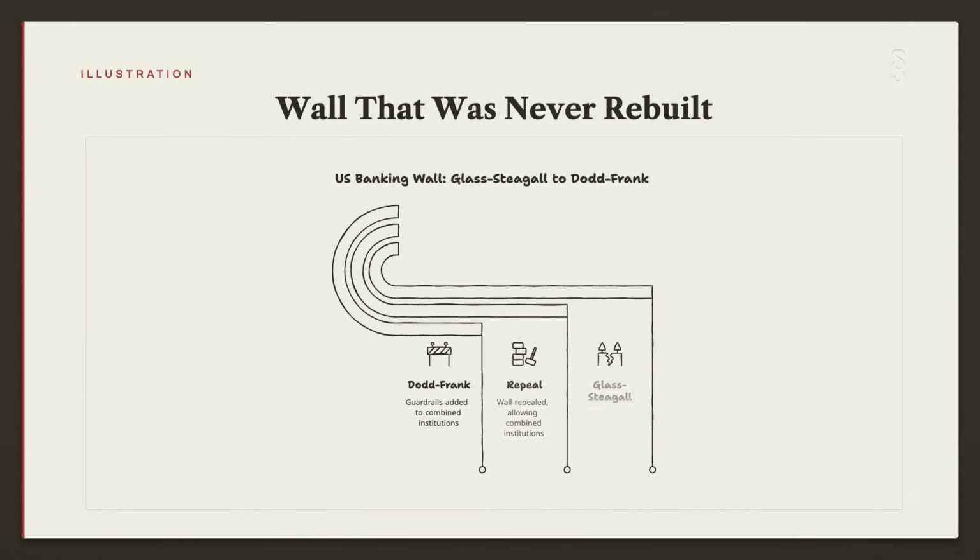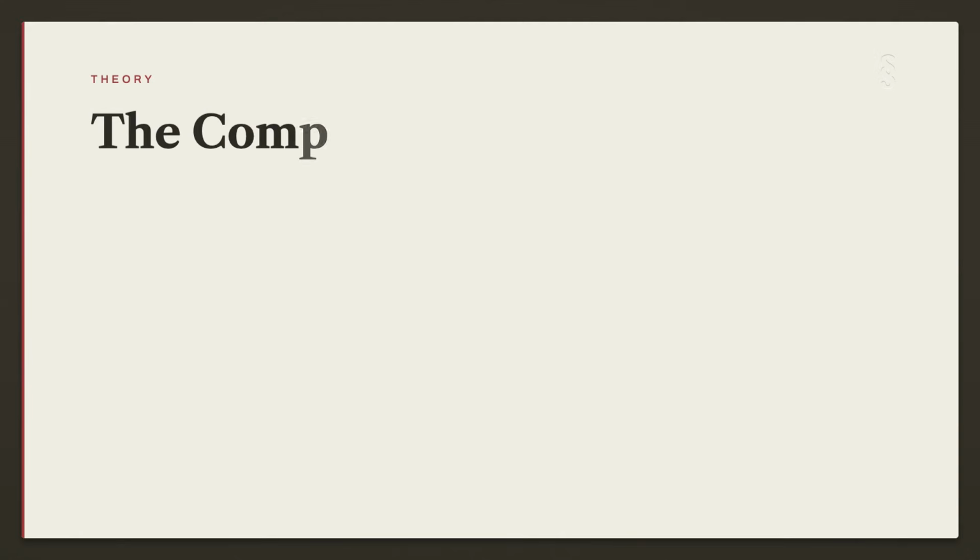The wall built in 1933 came down in 1999 and was never rebuilt. Dodd-Frank added guardrails to combined institutions rather than dividing them again, which is the exact assumption exam stems test when they offer full reseparation as an answer.